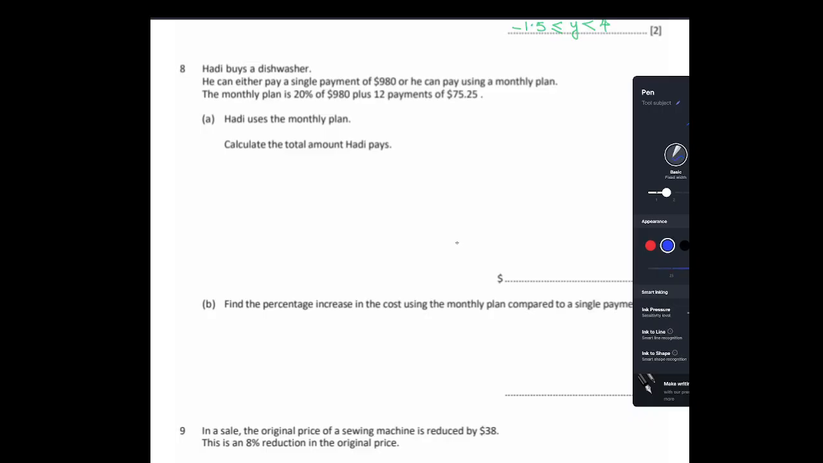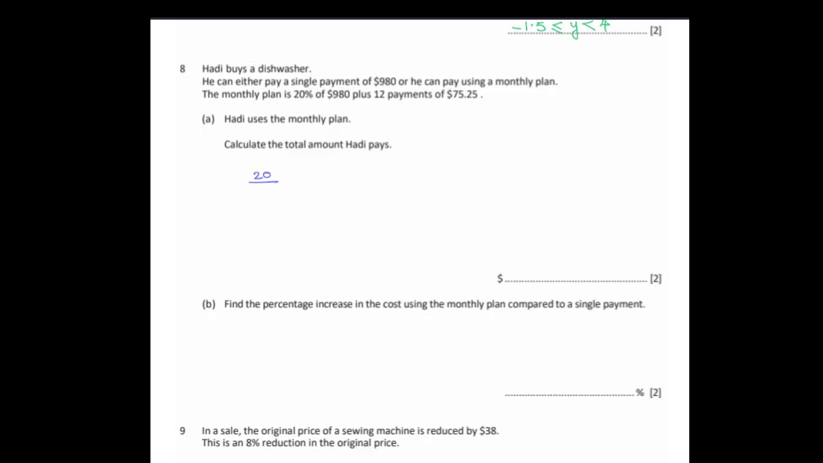Calculate the total amount Hadi pays. So he is using the monthly plan. In the monthly plan, how much is he paying? 20% of $980 plus 12 payments of 75.25. So 20% of 980 will be this plus 12 payments of 75.25. You will get the total amount Hadi paid using the plan. So just put this in the calculator, you will get the answer.